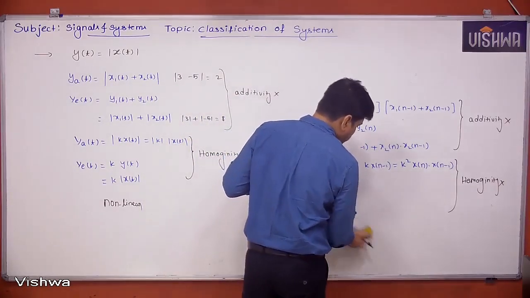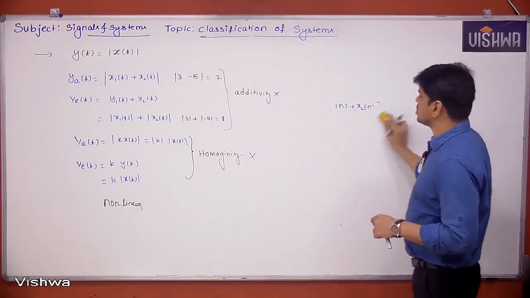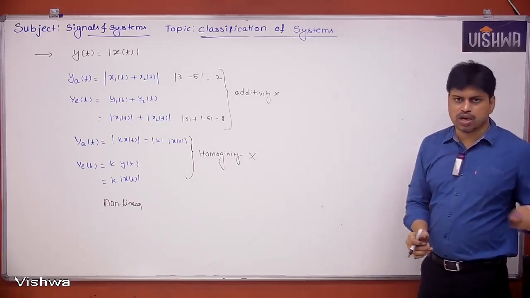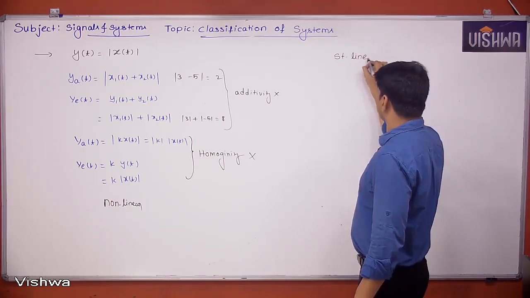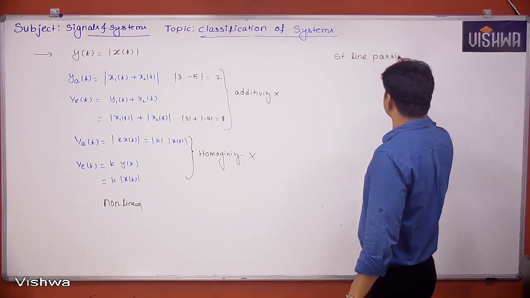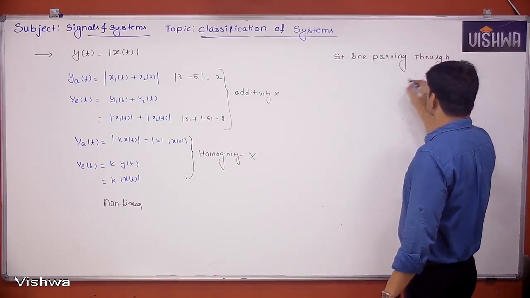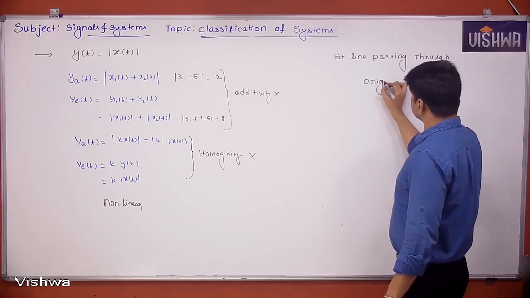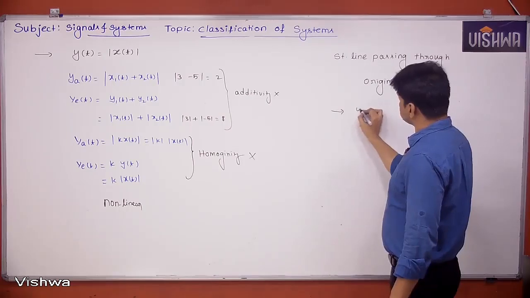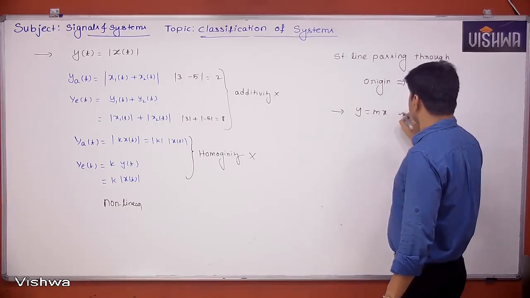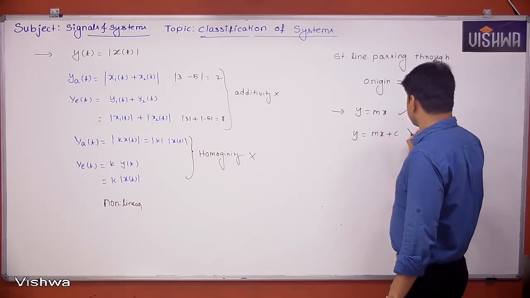You have to remember: if it is a straight line passing through origin, then we can say the system is linear. That means, let's say y is equal to mx. This is a linear system. Whereas y is equal to mx plus c is not a linear system.